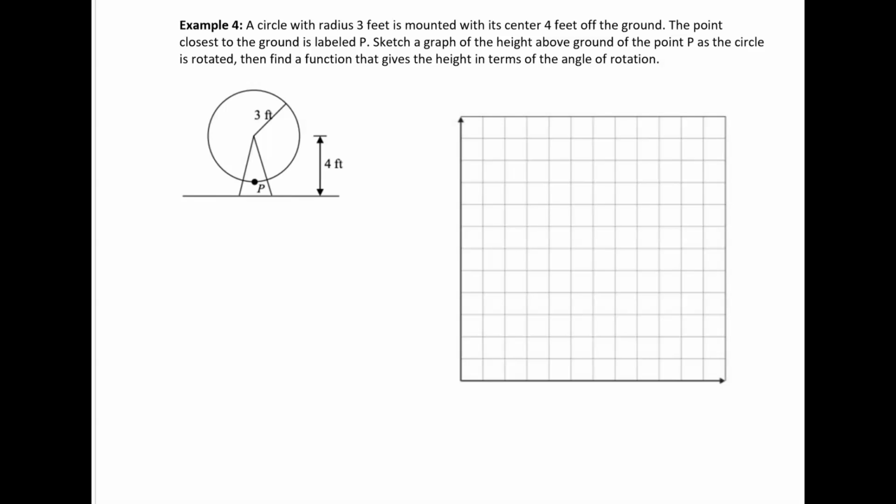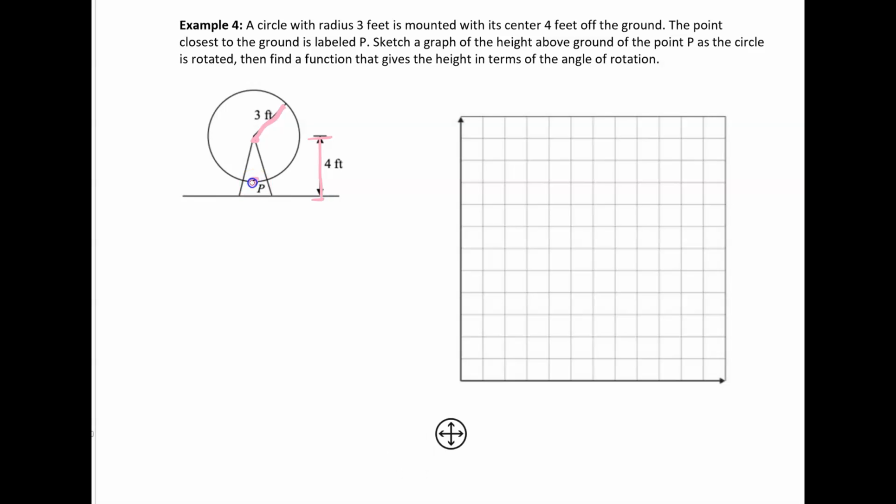Okay, so they've given us an idea of what's going on, and it almost looks like a Ferris wheel. And it says that the circle has a radius of 3, and so that is where they've gotten this 3 from right here. Is mounted with the center 4 feet off the ground. And so from the center going straight down, you can see that that's where this 4 foot comes from. The point closest to the ground is labeled P. Sketch a graph of the height above the ground of the point P as it is rotated to find a function that gives the height in terms of the angle of rotation.